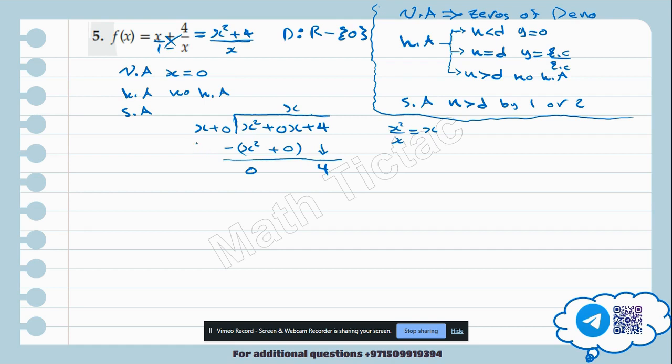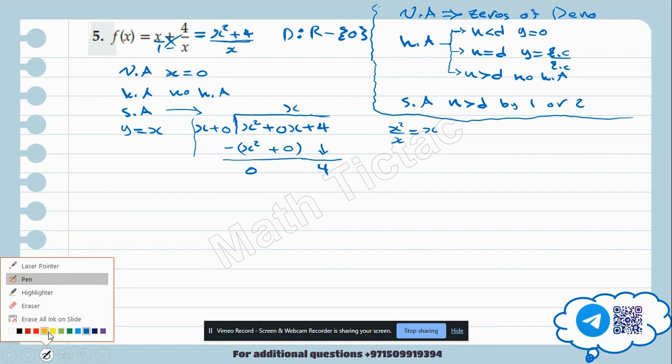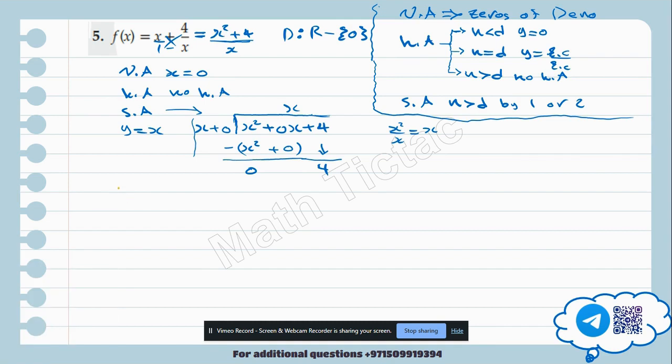And I can say I have a slant asymptote, which is y equal to x. This is my slant asymptote. Okay, now we have finished finding the asymptote, so we can move directly to solving the question as we do usually.